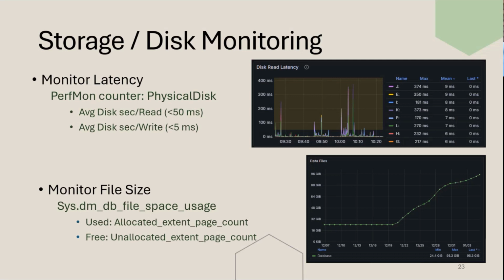So how can we monitor our disk latency? There's a performance monitor counter for that: Physical Disk. These numbers here for read and write, the 50 milliseconds and 5 milliseconds, are from one of our primary vendors. Your numbers may vary. I've seen this lower, sometimes even 40 milliseconds, 35 milliseconds is a recommendation. But the main thing we're looking for is not these spikes. We're looking for more overall trends to see if there could be a problem.